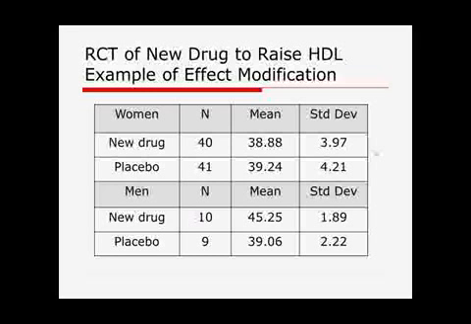So this is an example of an interaction between sex and drug, or effect modification by sex. There's no association, no difference, no impact of the drug among women, but there is an impact among men, a different effect. So this is what's called interaction or effect modification. Okay?